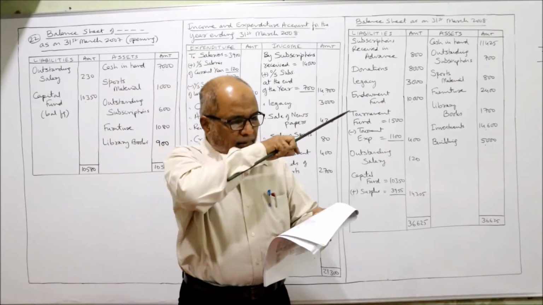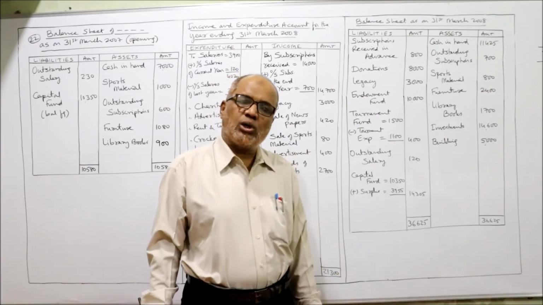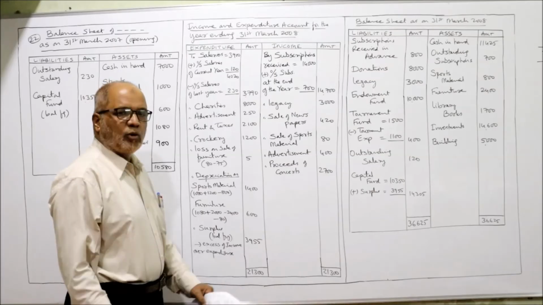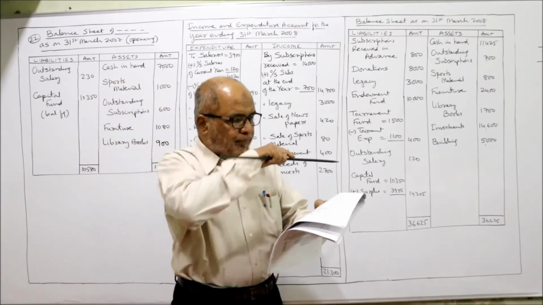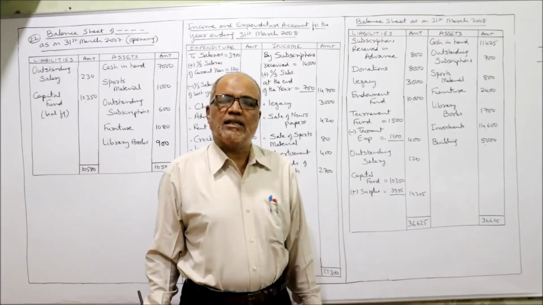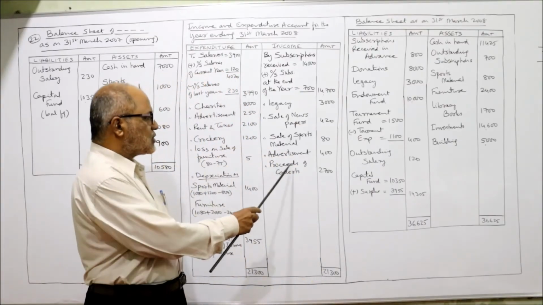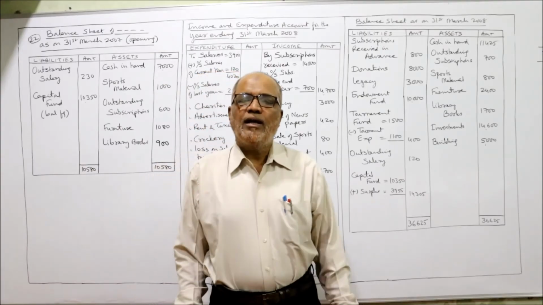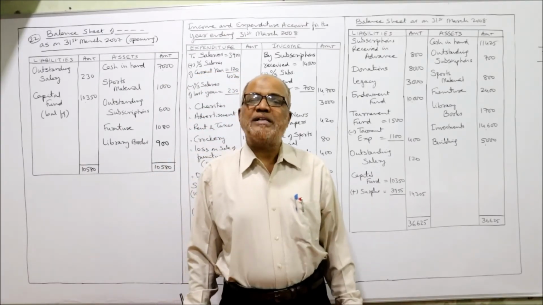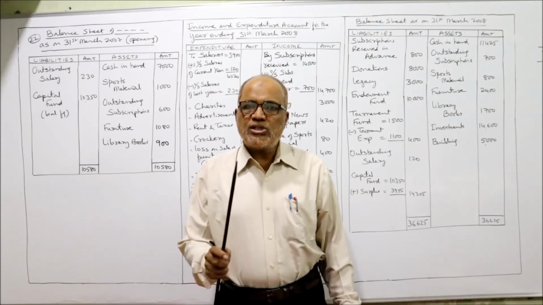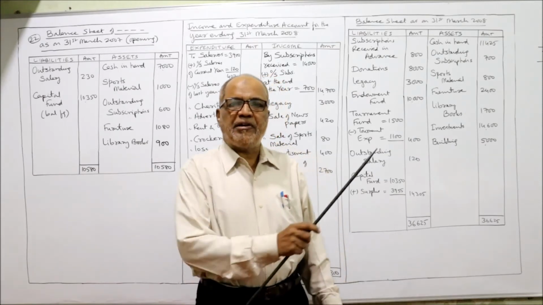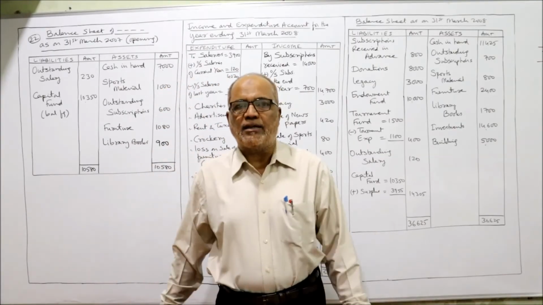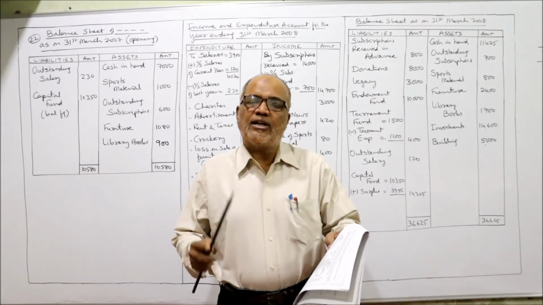Next comes advertisement in the yearbook. That is also a revenue income. Advertisement in the yearbook, 400 rupees. Proceeds of concerts, that is also a revenue income. Proceeds of concerts, 2,700. Tournament fund. This tournament fund is called a specific fund. So it should not be treated as a revenue income. It should be taken as a capitalized item. Any expenses there should be deducted.